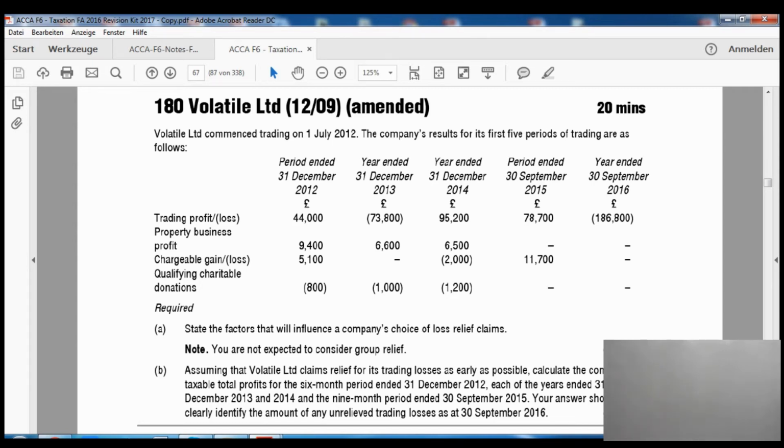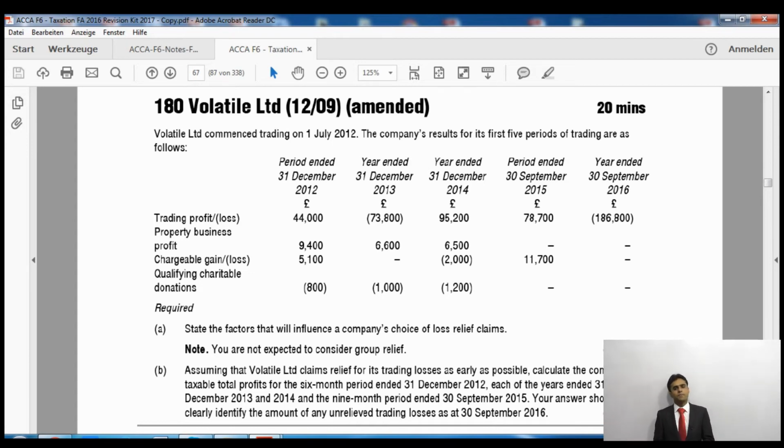Now it says state the factors that will influence a company's choice of loss relief claim. Whenever we are thinking about relieving the loss, we will have to think about a few things. One thing, which we have seen in our income tax as well for individual trading losses, is that earlier loss relief is better. If you relieve the loss early, it is better, because the future is uncertain. We are not sure whether we will have profits in the future or not. So it's better to relieve now than tomorrow, right?